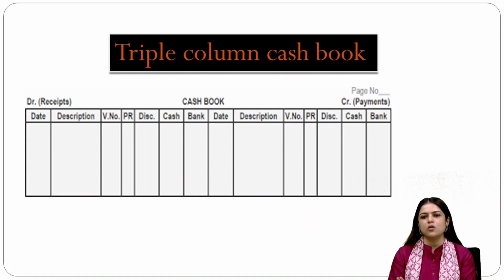Date, description, discount, cash, bank, which means all types of columns in one format. This is called a triple column cash book.